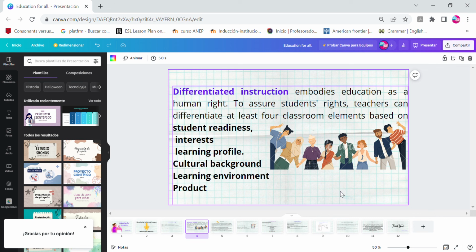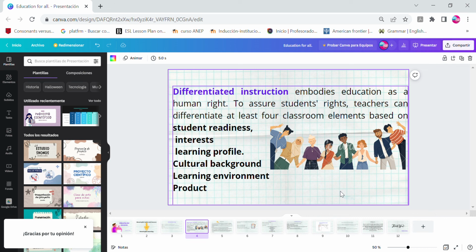It's important to assure students' rights, and teachers can differentiate at least 4 classroom elements, but those elements are going to be differentiated taking into consideration students' readiness, interest, and learning profile, as well as cultural background. As we said before, students are all different because all people are different.